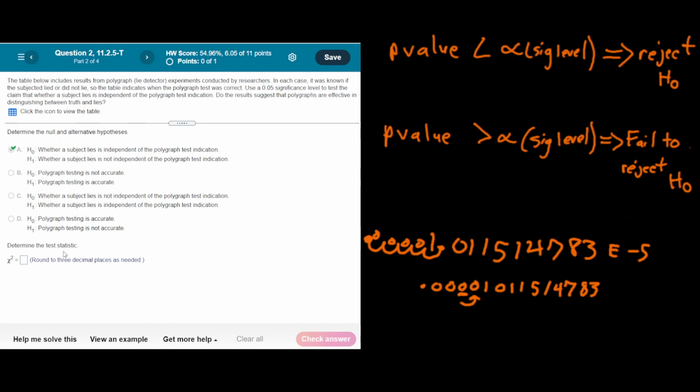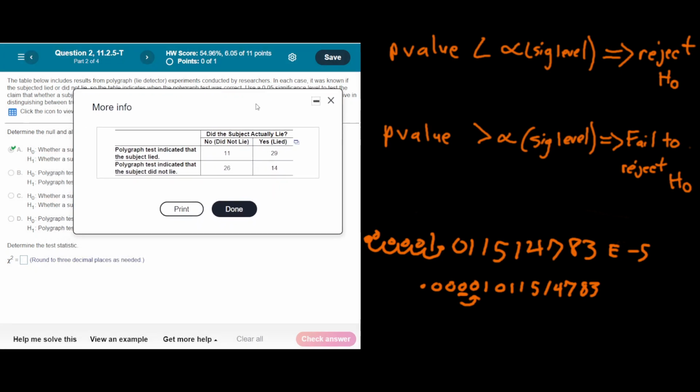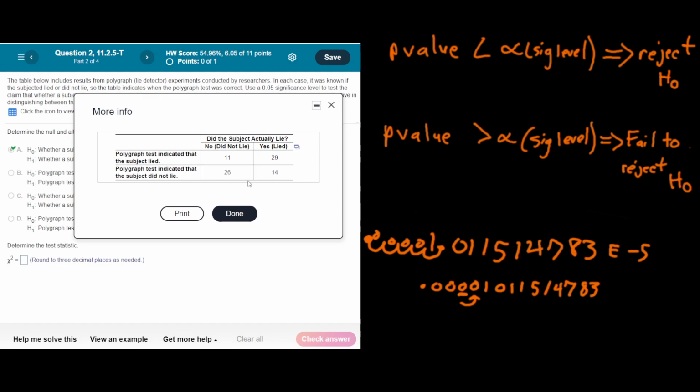What is the test statistic? So let's go here. Now, take a look. We are going to input this whole table here in the form of a matrix. A matrix is just a fancy way of saying table. That's what the smart guys in mathematics started to call it.